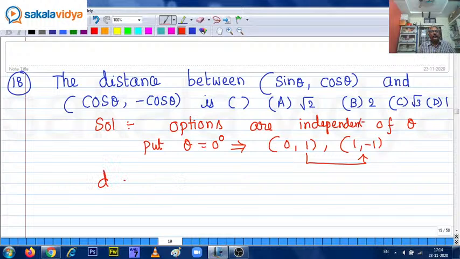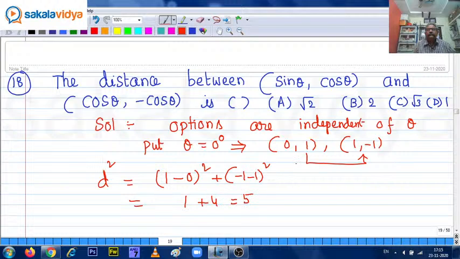Distance d: x2 minus x1, 1 minus 0 square, you can say d square also, plus minus 1 square. That is 1 square plus 2 square, which is 4, giving 5. D is equal to root 5. Change the option, this is root 5. So D is the right answer.